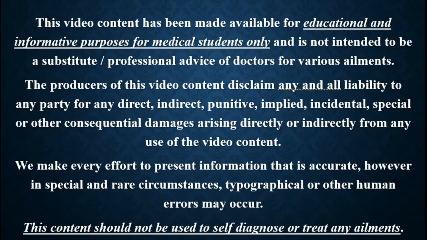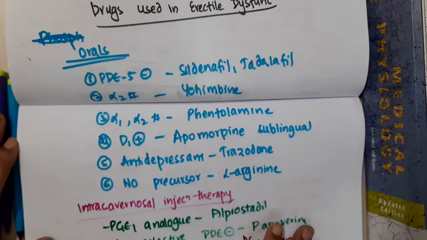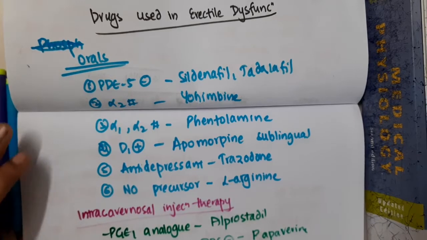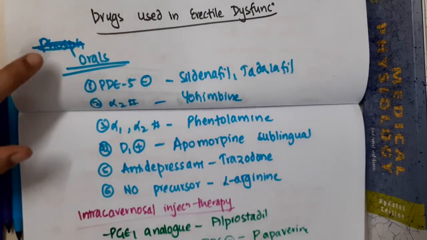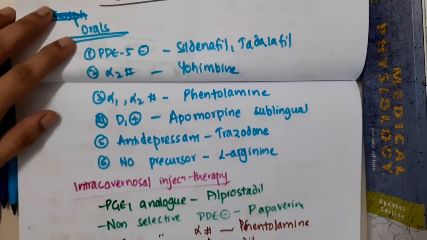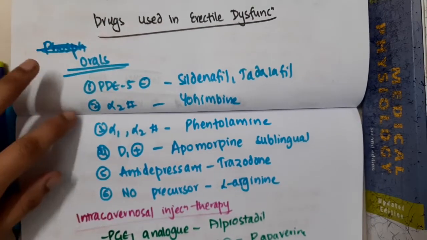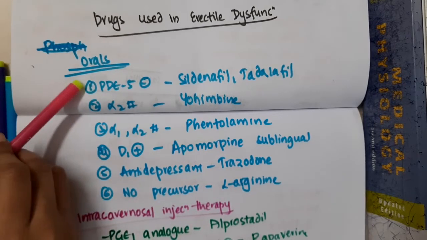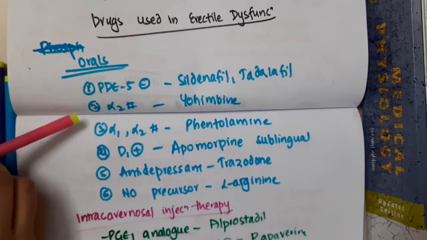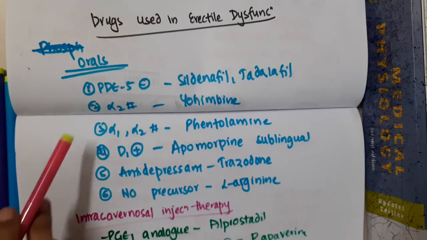In this lecture, we will learn about the list of the drugs which are used in erectile dysfunction. Orally, we can use phosphodiesterase 5 inhibitors like sildenafil and tadalafil. Actually, these are most commonly used, but other drugs like alpha 2 blockers can be used.